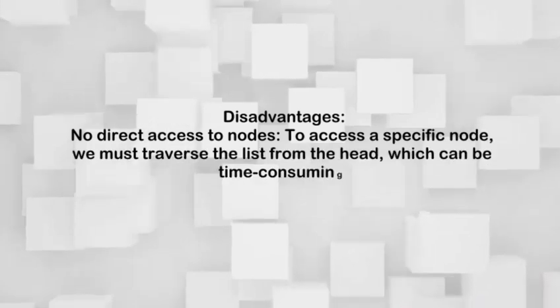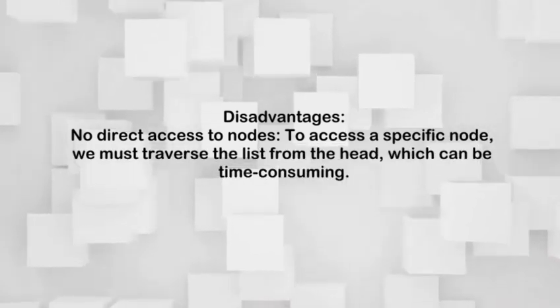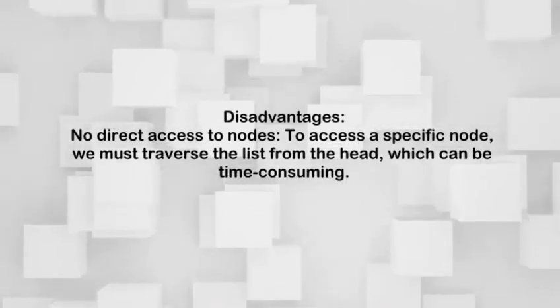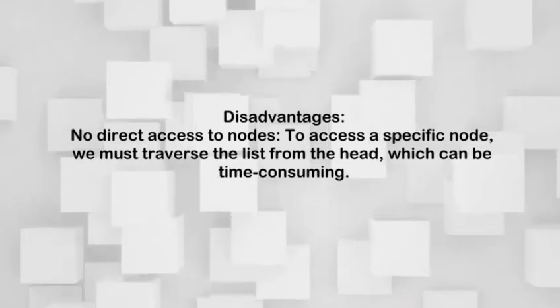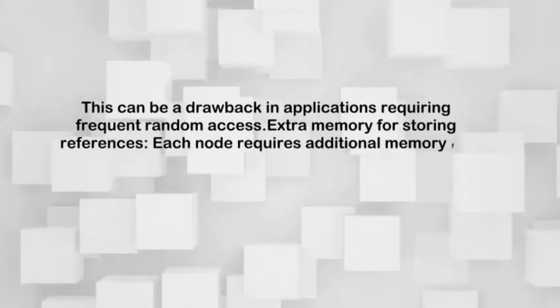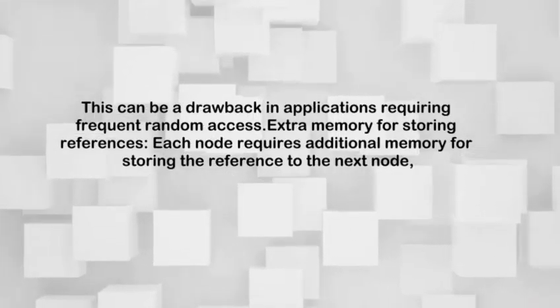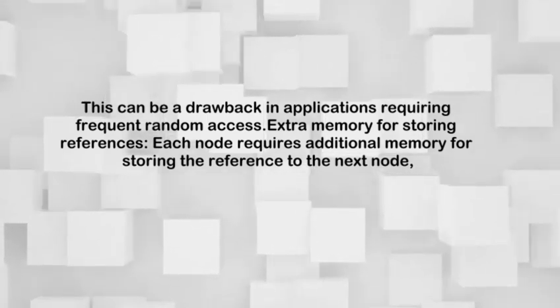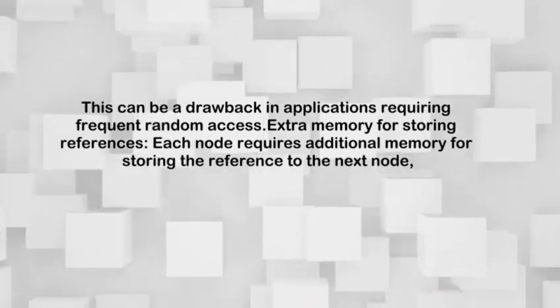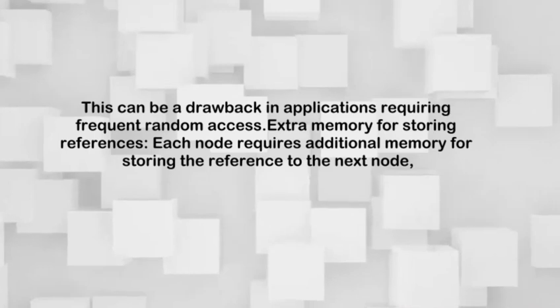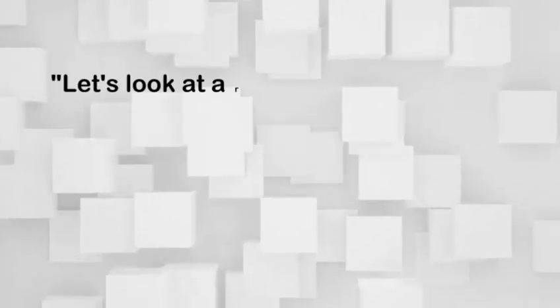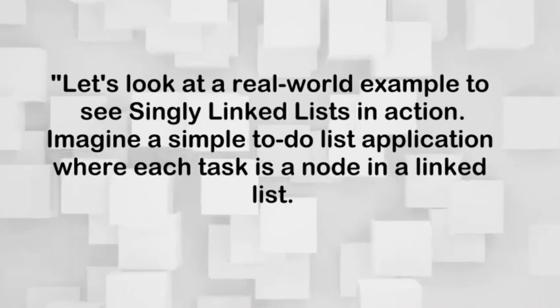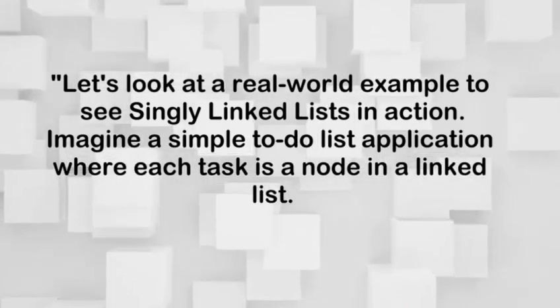Disadvantages: no direct access to nodes. To access a specific node, we must traverse the list from the head, which can be time-consuming. This can be a drawback in applications requiring frequent random access. Extra memory for storing references: each node requires additional memory for storing the reference to the next node, which can be a drawback in memory-constrained systems. Let's look at a real-world example to see singly linked lists in action.